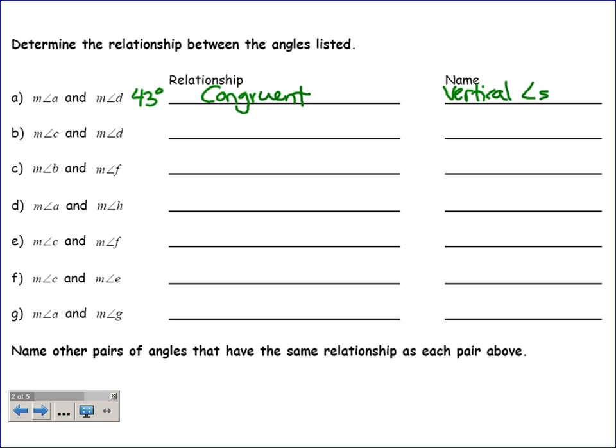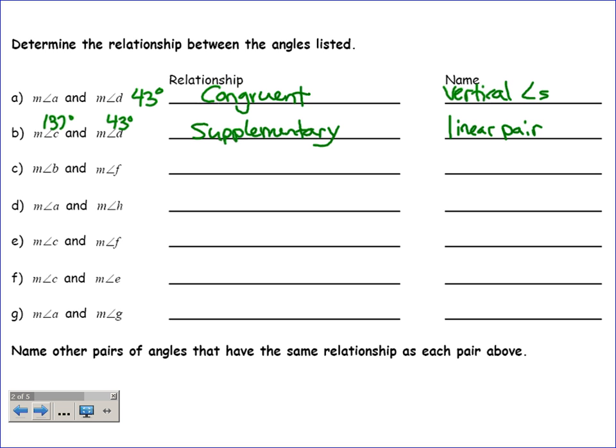Okay. C and D. What's C? It's 137. What is D? It's 43. So are they congruent? No. What's the relationship? How are they related? Well, they are supplementary angles, right? But their name, we're going to call these guys a linear pair. Okay, don't go ahead and fill these out because there's kind of some weird things.